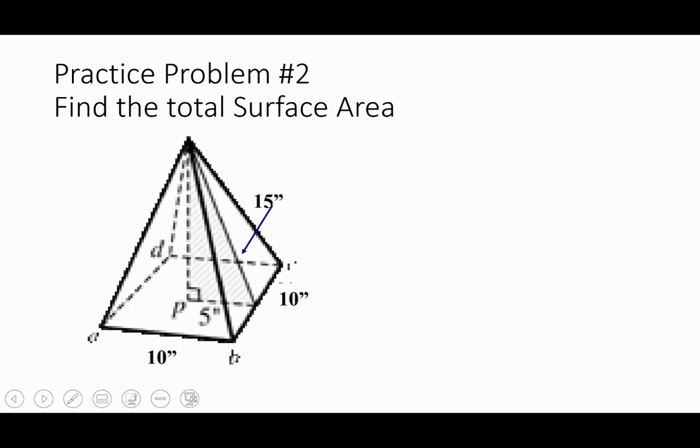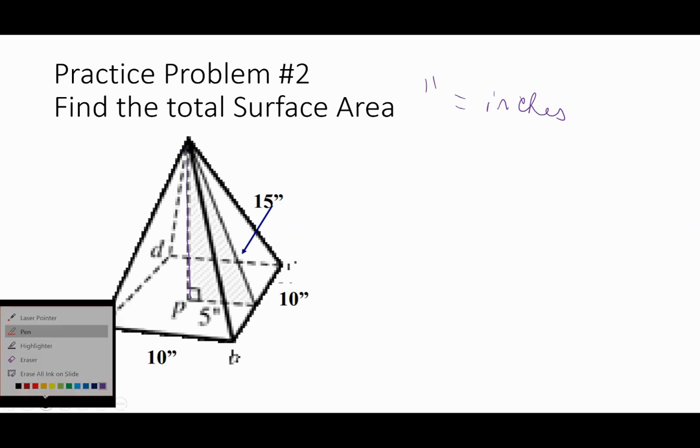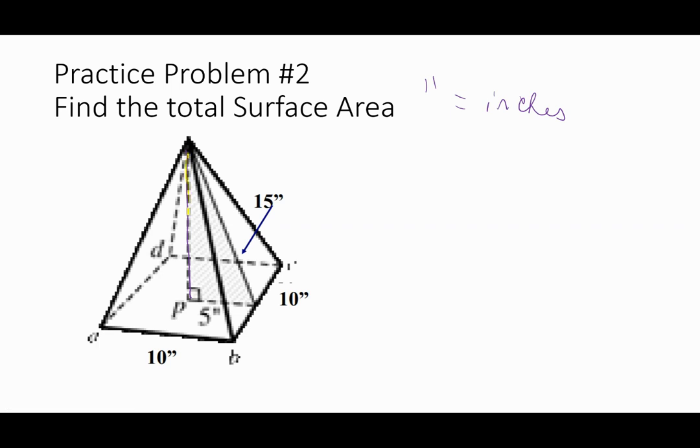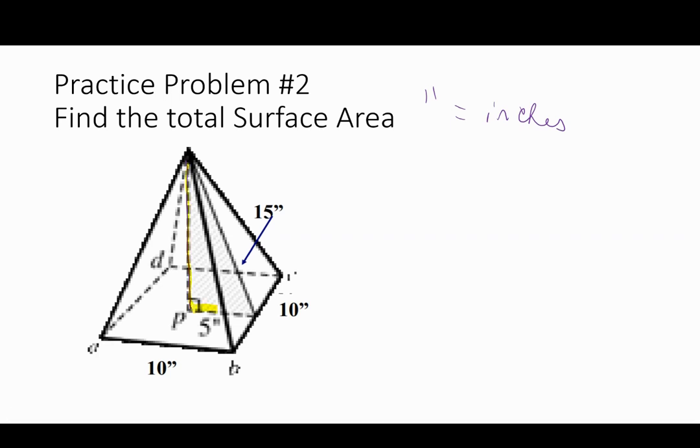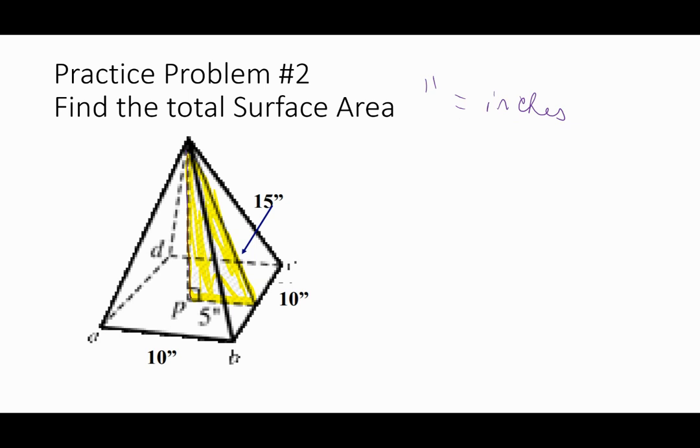This one has more information in the picture. So remember, this equals inches. Okay? So that's a common thing. But look at this right here. Let me see if I can highlight it for you. Take a look at this right here. This is information for us. It is not another shape. It's information for us.